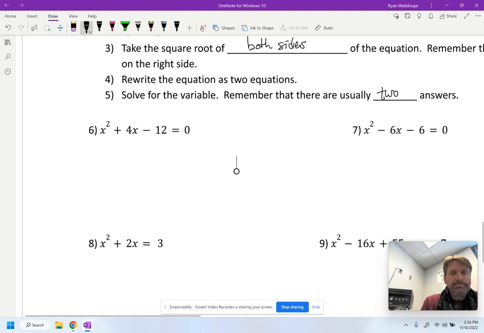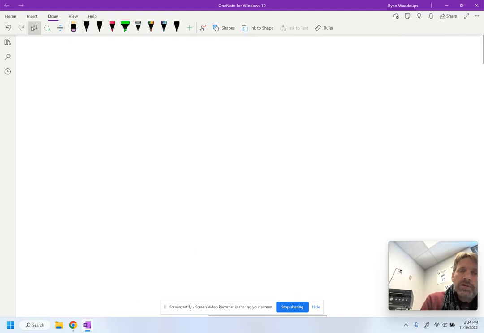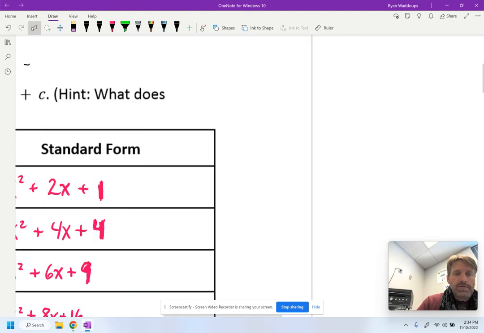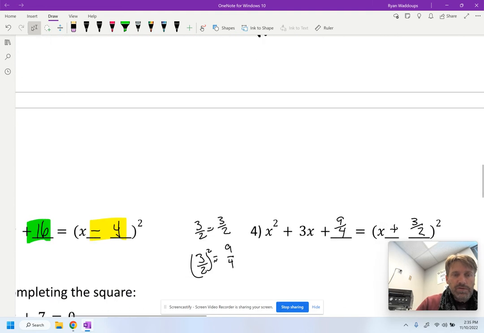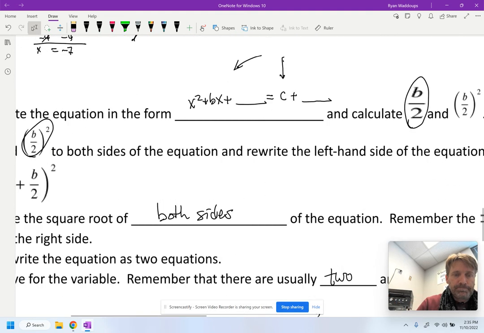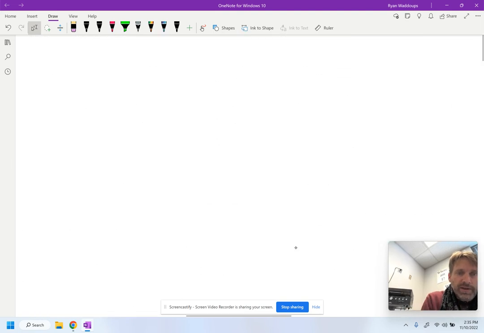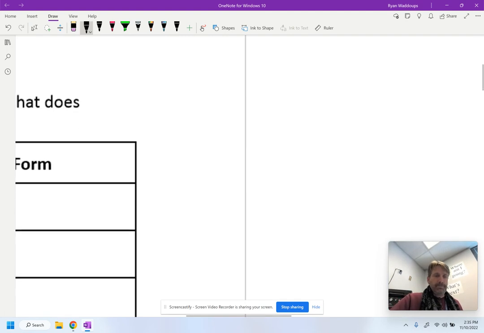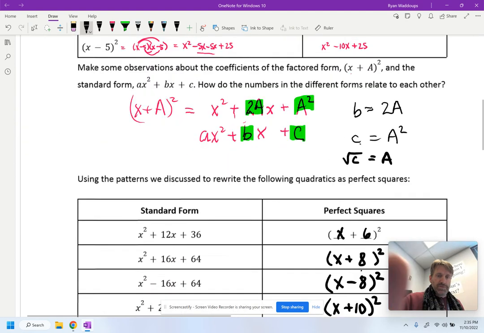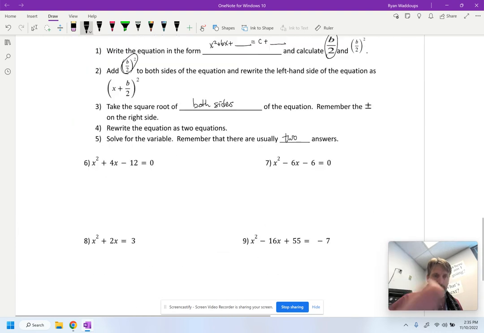Number 6. Okay, first thing we want to do, come on. The first thing we want to do is rewrite this with that blank. So we write, sorry, it keeps doing this. Maybe it's me. Okay.